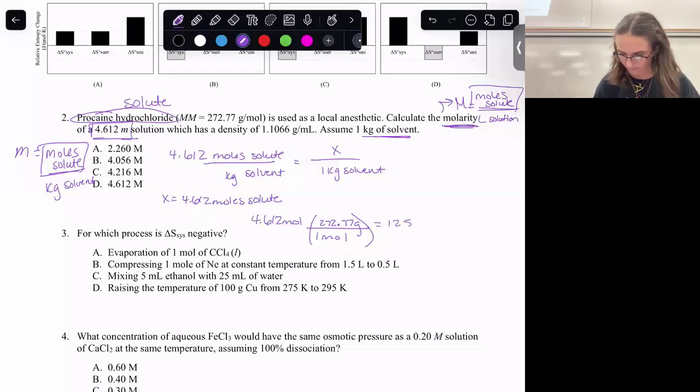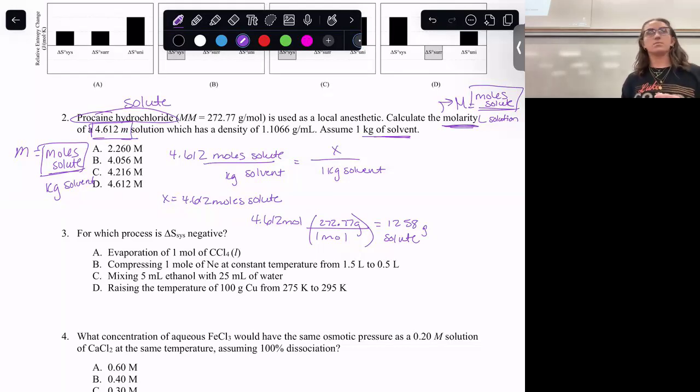This is 1258 grams of solute. What can we do with that? Like the density, to figure out how many kilograms you have, strictly speaking of the solute. Yep. Is there something else we can do too? We need to add 1,000, right?